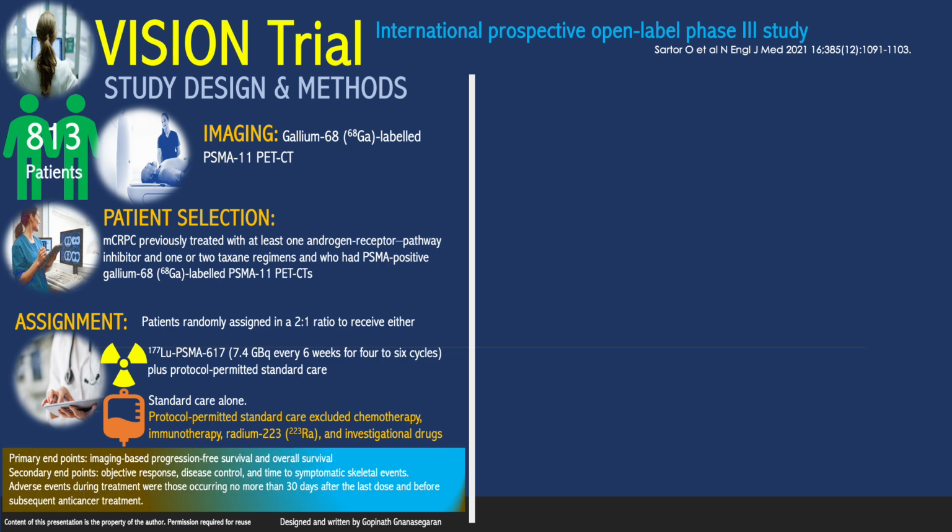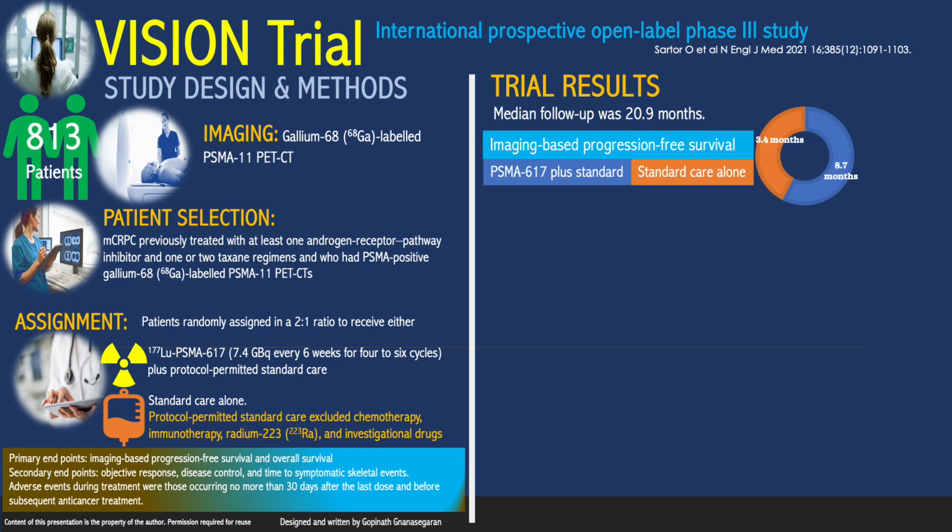The primary endpoints were image-based progression-free survival and also overall survival. The secondary endpoints were objective response, disease control, and time to symptomatic skeletal events. Adverse events during the treatment were those occurring no more than 30 days after the last dose and before subsequent anti-cancer therapy. So coming to the results, patients were followed up approximately 20 plus months.